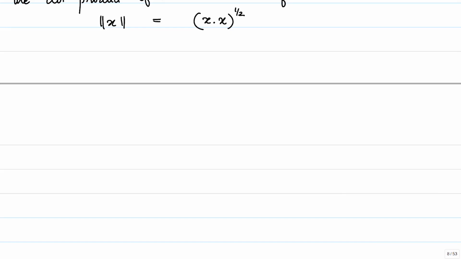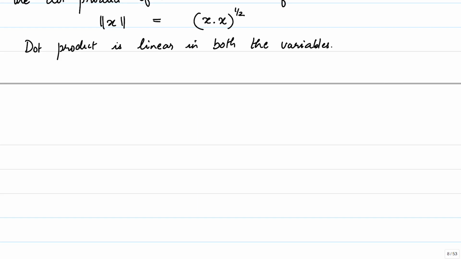If you are already familiar with it, you might also be familiar with the fact that the length of a vector can be realized as the dot product of a vector with itself, and then you take the square root. It's actually quite easy to check that the dot product is linear in both the variables. So the dot product is not just linear, some other properties are also satisfied by the dot product in R2.